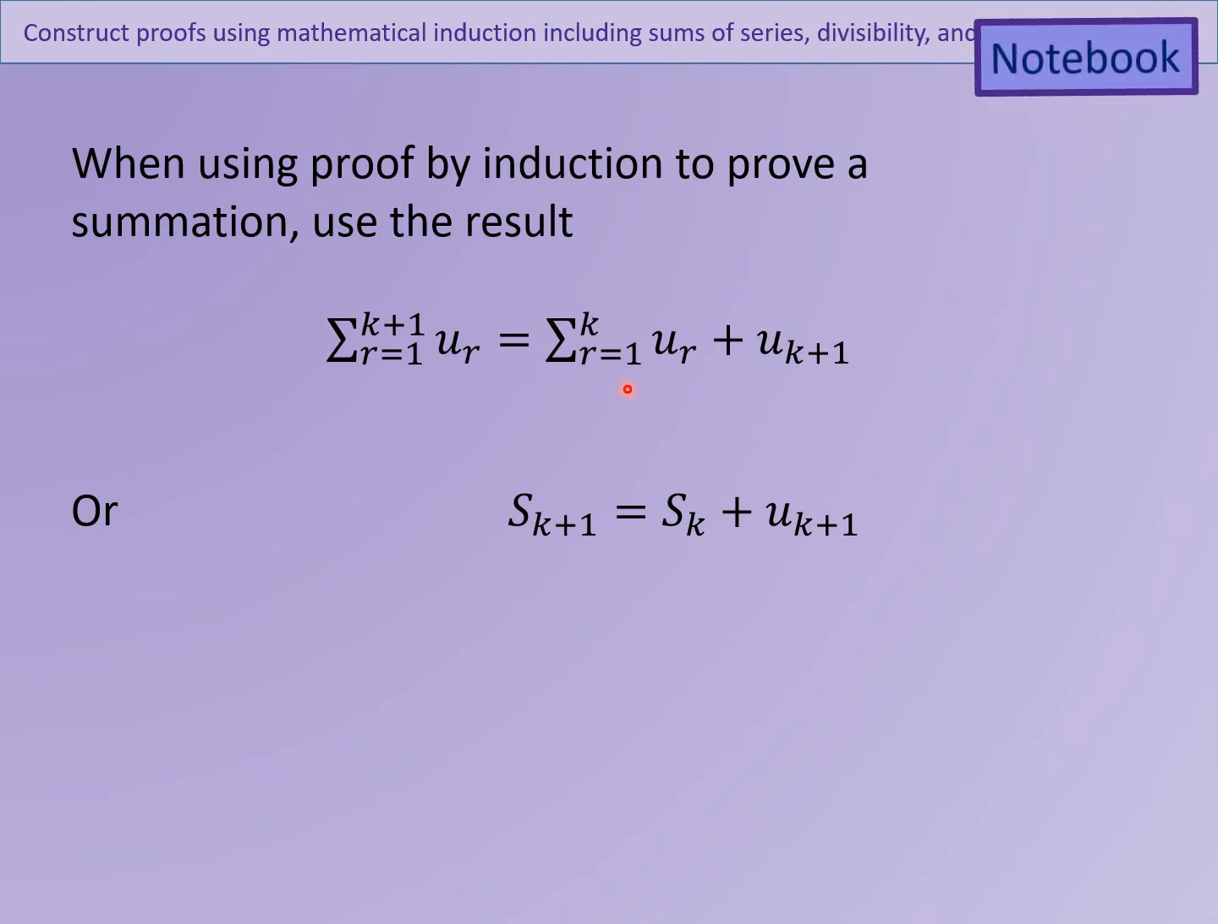The assumption step is this. We've often assumed that this part is true. So all we need to do is add on the next term and show that that gives us the result for n equals k plus 1. An alternative way of writing the same thing is to use letter S instead of a sigma. So the sum of the first k plus 1 terms is the sum of the first k terms plus the next term, which is u k plus 1.